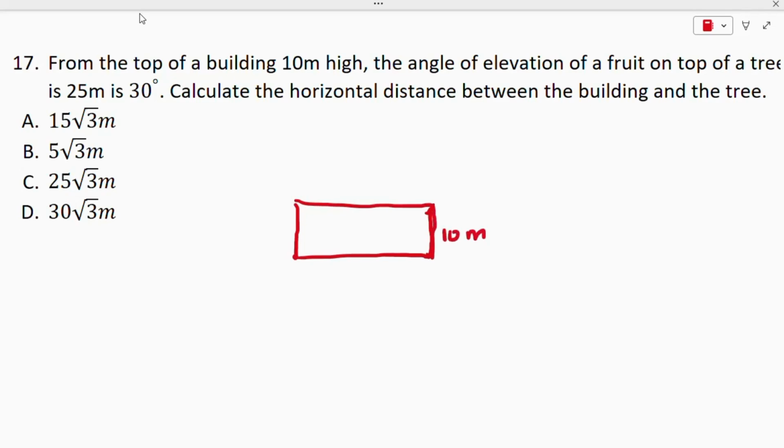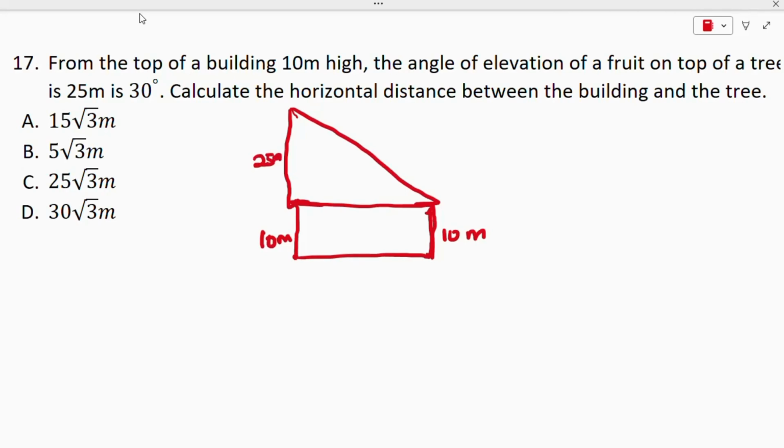Okay, so if this is 10 meter, this implies that this is also 10 meter. And they say the angle of elevation of a fruit on top of the tree. So let's call this the tree right here, and this is the fruit on top of the building. We have that the elevation of the fruit on top of the tree is what?